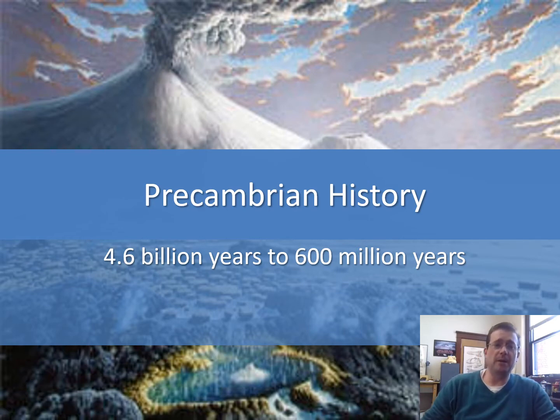So this is going to be covering 4.6 billion years to about 600 million years of Earth history. Again, a vast majority of our planet's history. And also part of this involves the earliest forms of life. So let's jump right in and talk about the Precambrian.